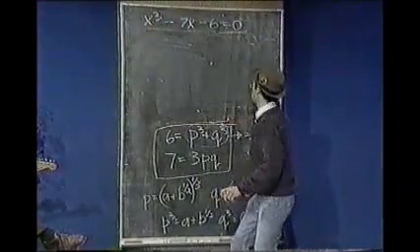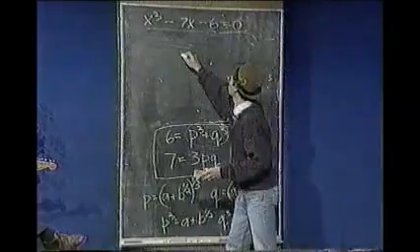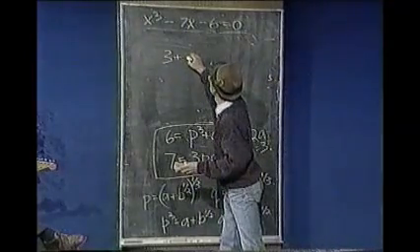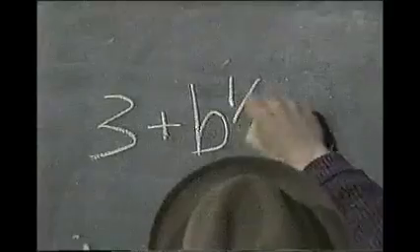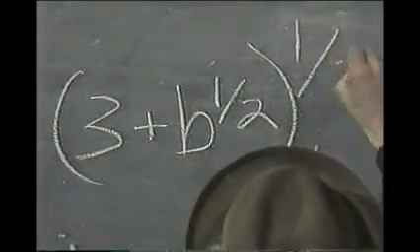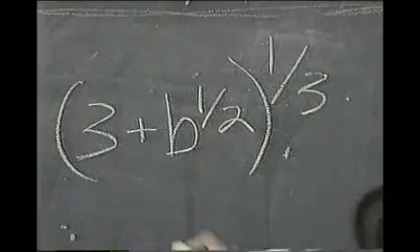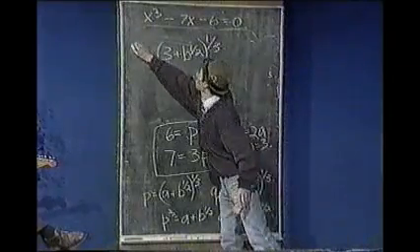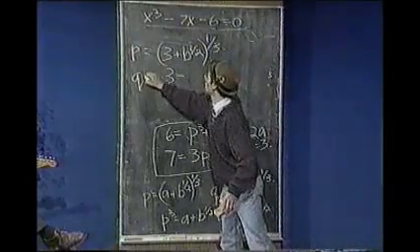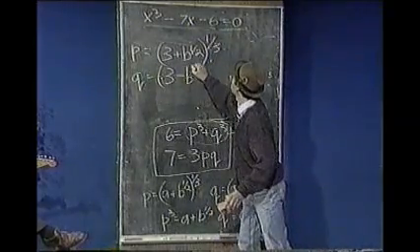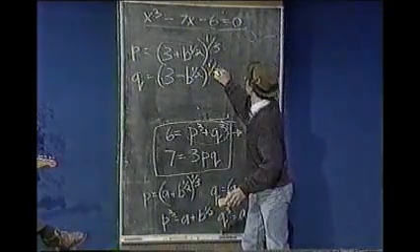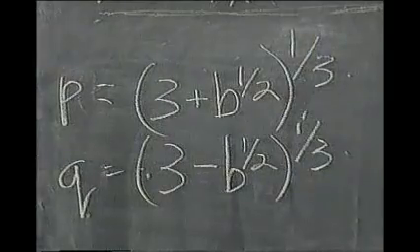And I had these p's and q's, and now I've got it down to the form. I'm looking for something: 3 plus the square root of b to the 1/3 is p, and q equals 3 minus the square root of b to the 1/3. And now I've got to isolate them further.